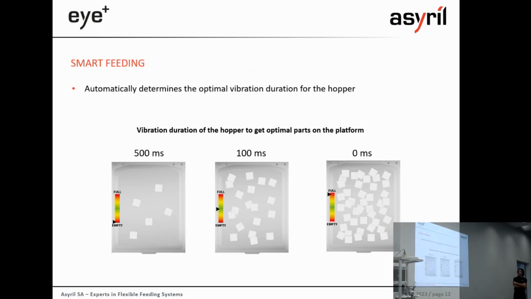Smart feeding from the hopper works in a similar manner to the smart centering of the platform. The hopper is going to continuously monitor the platform fill level. So as the platform starts to get empty, you're picking parts from the system. The hopper is going to understand this fill level based on the part size that you've programmed, and it's going to run itself, or tell the hopper to run, for a specific interval of time to optimally fill your platform.